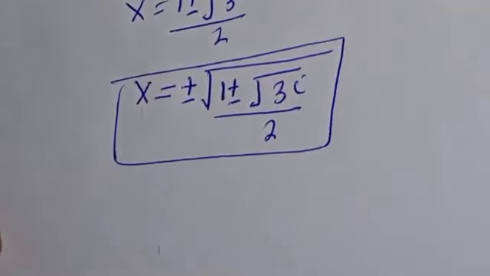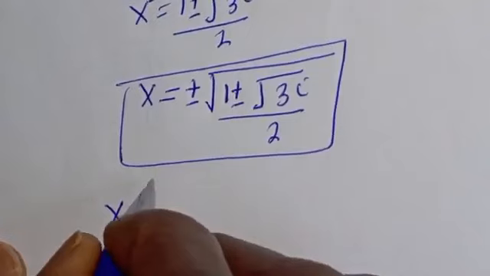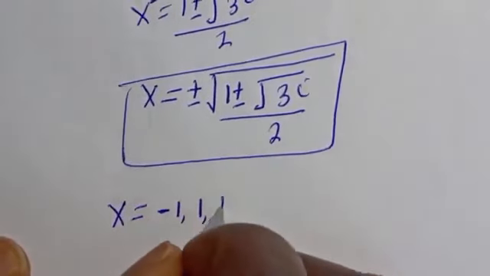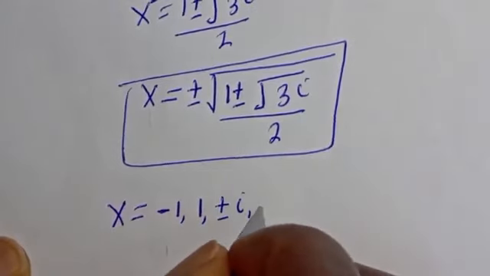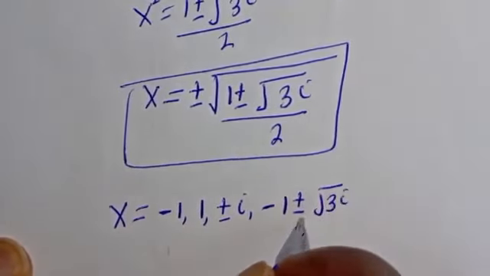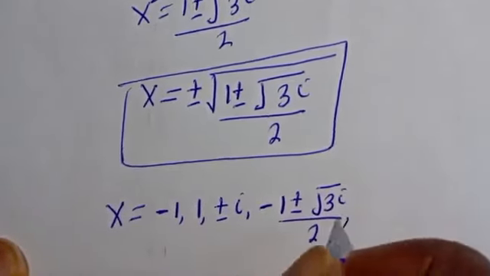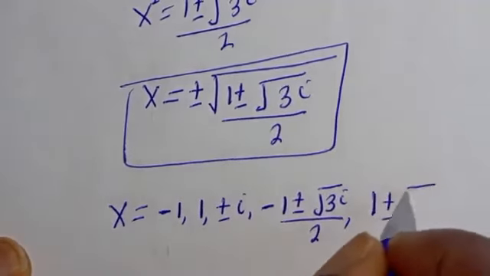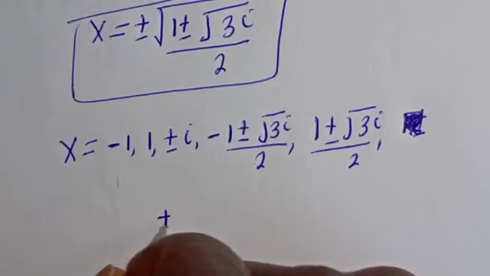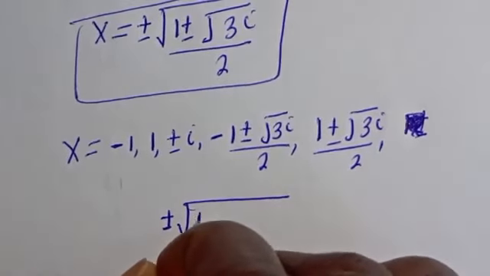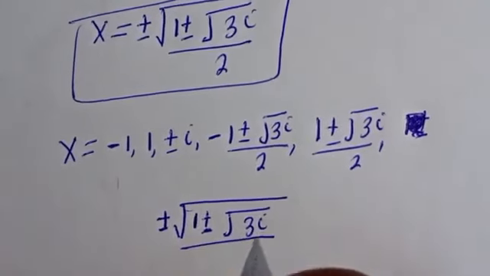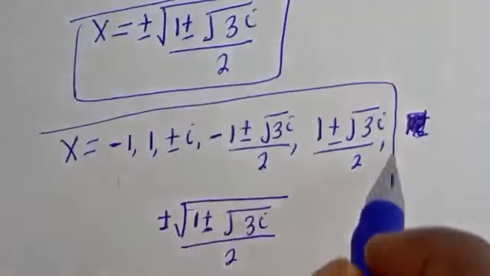Therefore, the values of s are: s is equal to minus 1, 1, plus or minus i, minus 1 plus or minus root 3i over 2, 1 plus or minus root 3i over 2, and plus or minus square root of 1 plus or minus root 3i over 2. So this is the final answer.